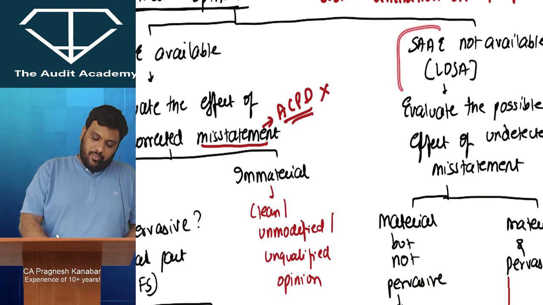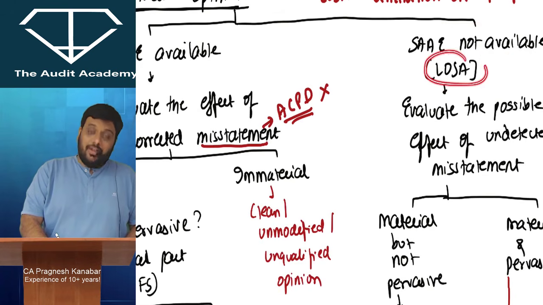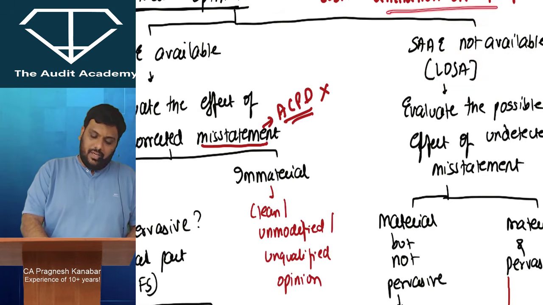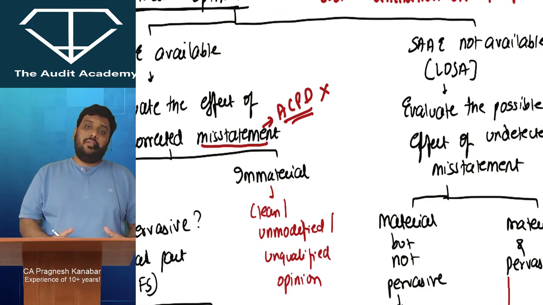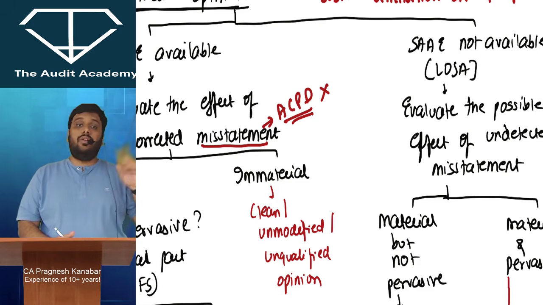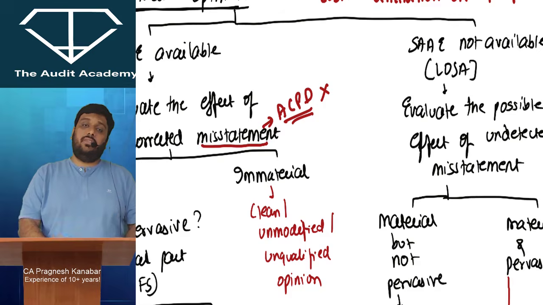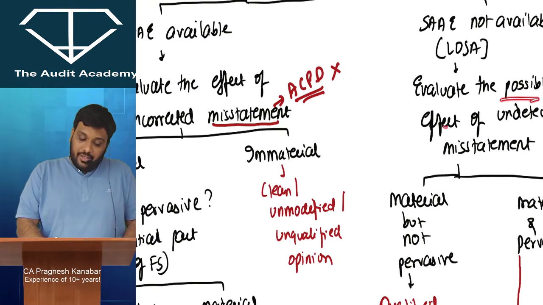If sufficient and appropriate audit evidence is not available, when I use the word LOSA, that means limitation on scope of audit. That means the auditor has tried everything, but still evidence is not available. So after this, there is no discussion of audit procedures. When I say LOSA, it means the conclusion is final, that evidence is not available. Then in that case, I need this English.